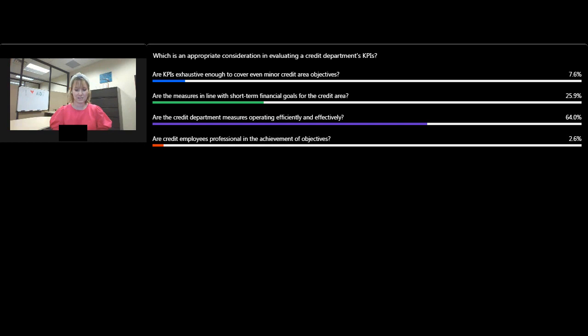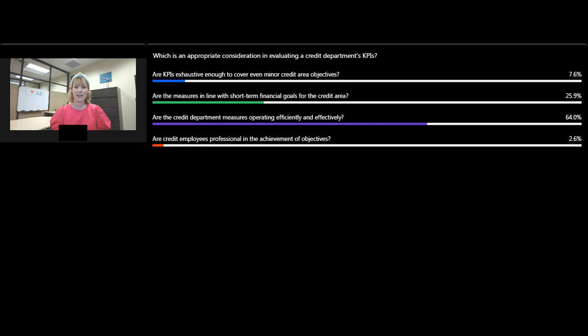That's the best answer because that is something that we would use in evaluating a credit department's key performance indicators. Are their measures operating effectively and efficiently, right? Are they the right measures? And our key performance indicators, they should map out to strategic objectives. It's important that we don't have too many KPIs or too few KPIs and have both short and long-term financial goals.